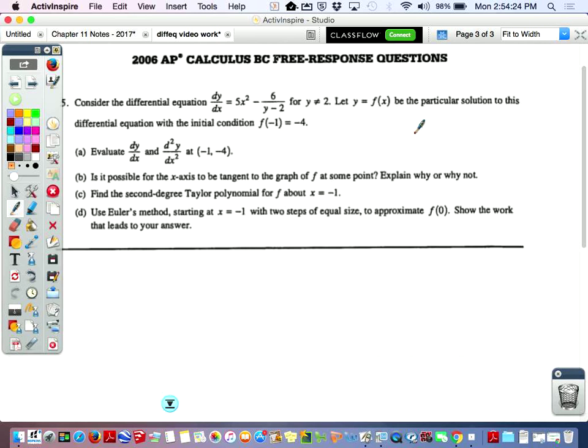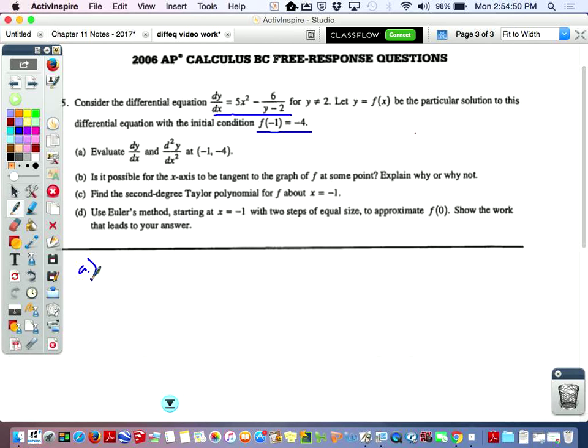Okay, next up, we've got the 2006 differential equation FRQ. We are given a differential equation, dy/dx is equal to (5x squared minus 6) over (y minus 2), for y not equal to 2. Let y equals f of x be the particular solution to this differential equation with the initial condition f of negative 1 equals negative 4.